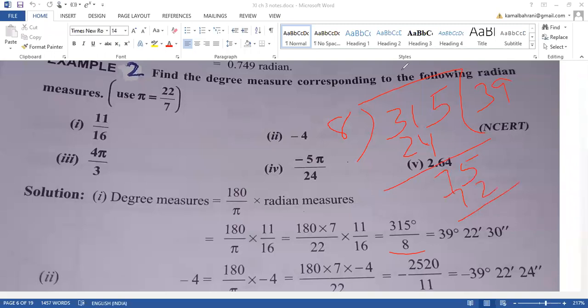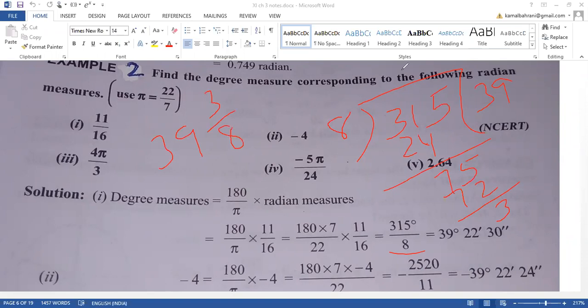So you will get the remainder as 3. So what you have got, you can write in mixed fraction. How can you write it in mixed fraction? 39 and 3 by 8. 8 into 39 plus 3 by 8. This is 315 by 8.